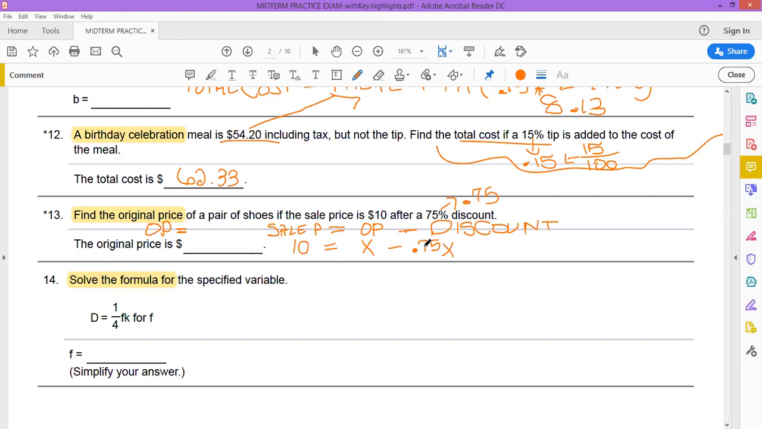Now over here on the right side, what you see is two like terms. That's the same as being 1x minus 0.75x. And you can just punch that into your calculator. Do 1 minus 0.75, and what you'll get is 0.25x equals, bring down the 10 on the left side of the equal sign, and then we just want to solve this equation. To get x by itself, we would divide both sides by 0.25.